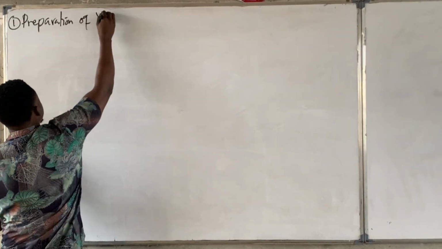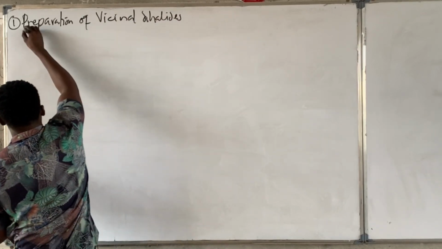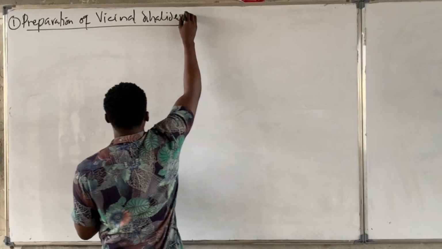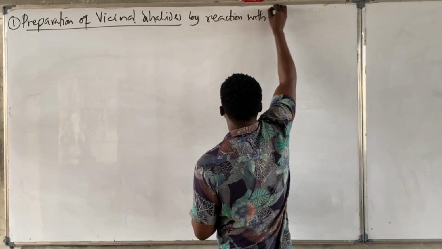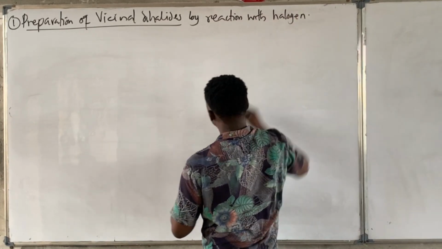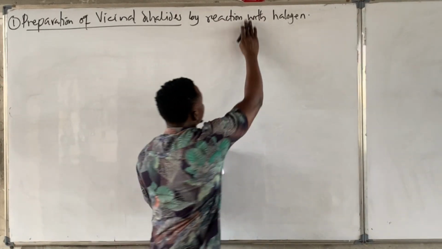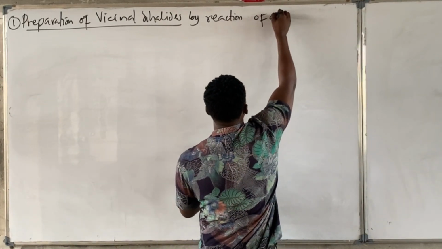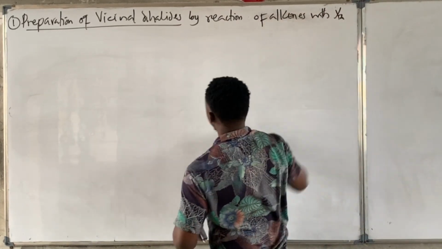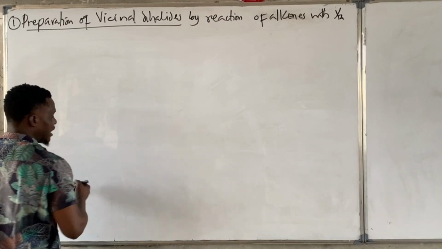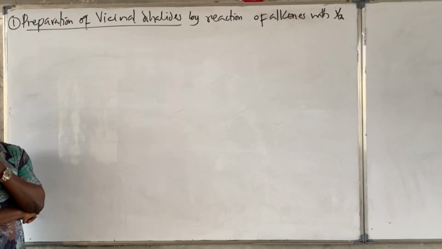Preparation of vicinal dihalides by reaction with halogens. Now look at this. Reaction of what? Reaction of alkenes with halogen. Now this reaction is very similar to reactions in 132 when we talked about reactions of halogens with alkene. Do you remember those reactions?